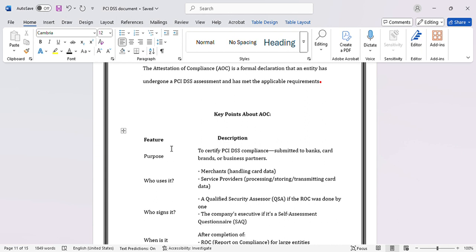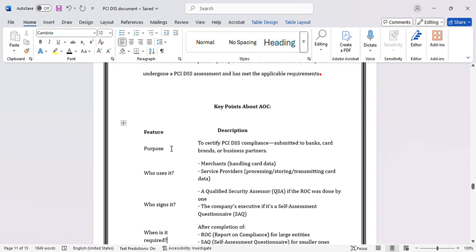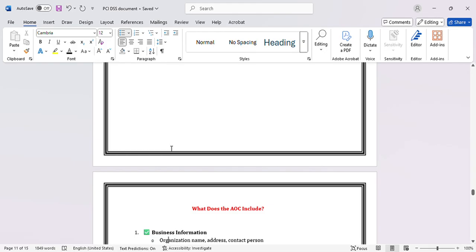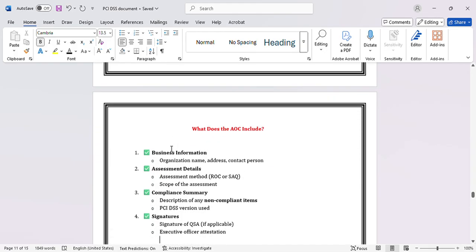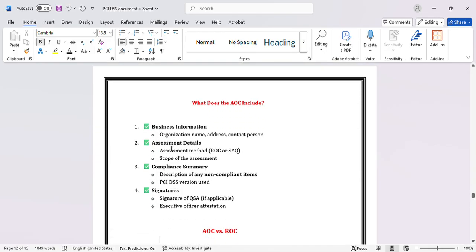If a merchant is handling card data, or service providers are processing, storing, or transmitting card data, these are the criteria for who can use the AOC. Okay, what does the AOC include? The AOC is a certificate only.